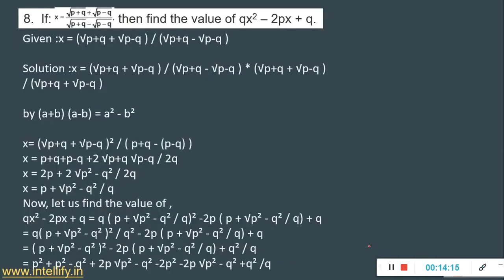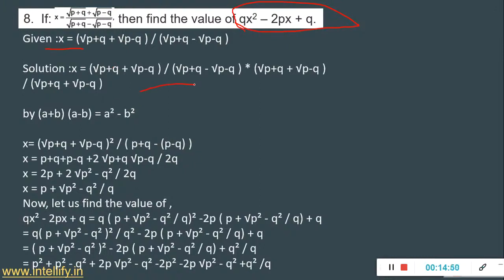Next question. If x is equal to root p plus q upon root p plus q plus root p minus q, minus root p minus q, then find the value of qx square minus 2px plus q. In this type of question, first we will take the left hand side and solve it as far as we can, and then we'll take the right hand side and solve it. So first, take what is given in the question.